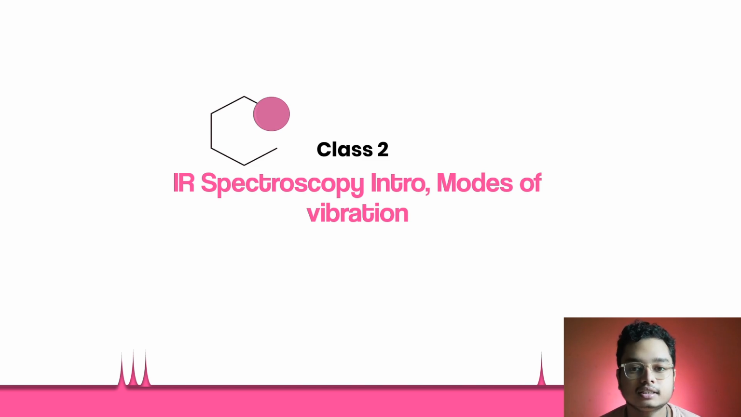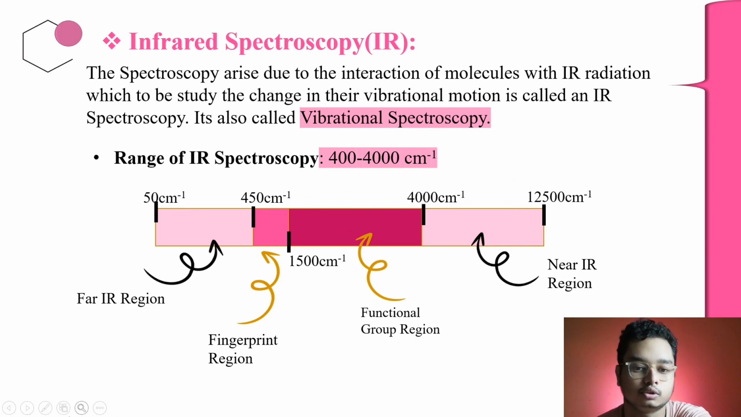In the previous class, we talked about the basics of electromagnetic radiation and a basic understanding of spectroscopy. Now here we are entering our main topic, IR spectroscopy. So today in this video, we'll initially talk about the basics of IR spectroscopy and the modes of vibration. This is a smaller lecture. First, let us talk about IR spectroscopy.